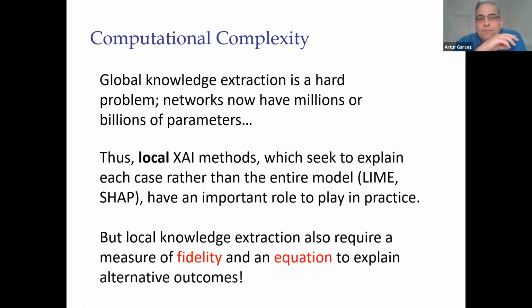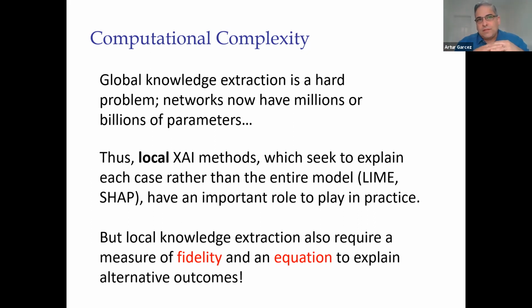Now, the computational complexity in that neural symbolic cycle, the bottleneck is precisely in the extraction part. So computationally, the most difficult task is the extraction. So global knowledge extraction is a hard problem computationally. So that is why in practice, we may not be able to close this cycle and apply it many times, especially now that such networks have millions, if not billions of parameters.